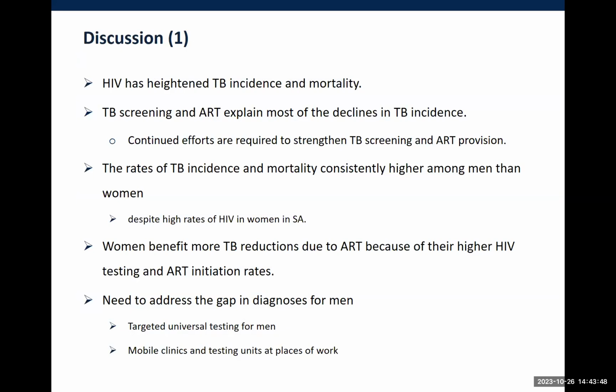Okay, so just to sum everything up, in this work we've shown that HIV has heightened TB incidence and mortality in South Africa. But the interventions that have been put in place, specifically ART and increased screening, have led to the most declines in TB incidence. And these efforts need to be continued in order to maintain the declining trends in TB in South Africa.